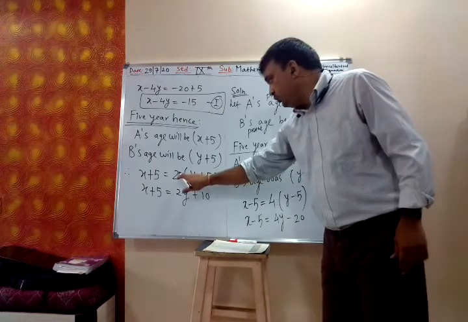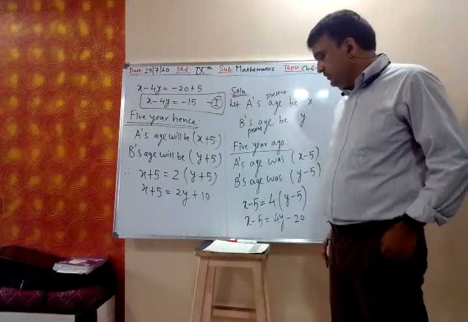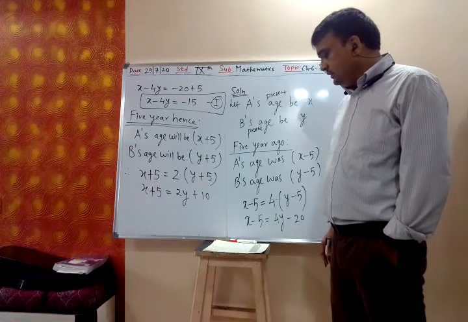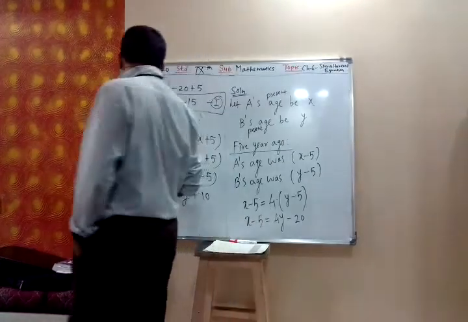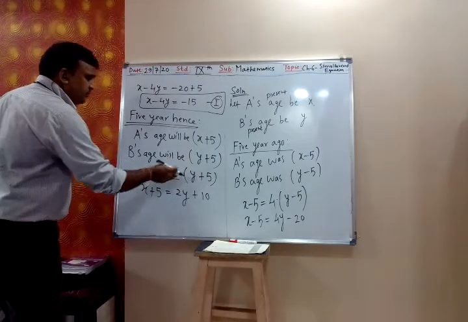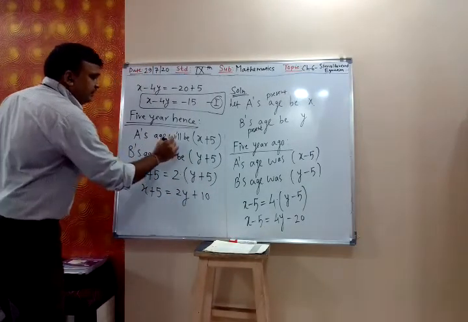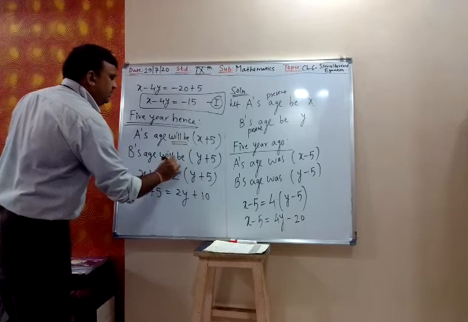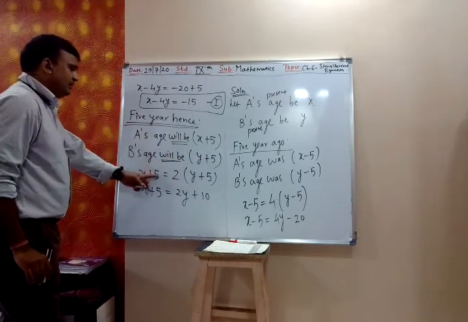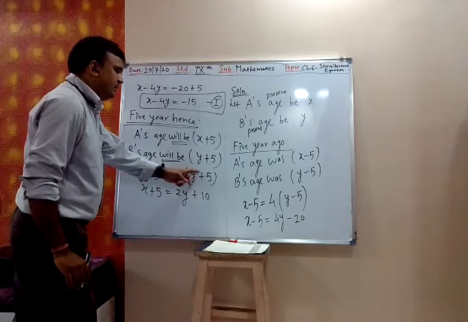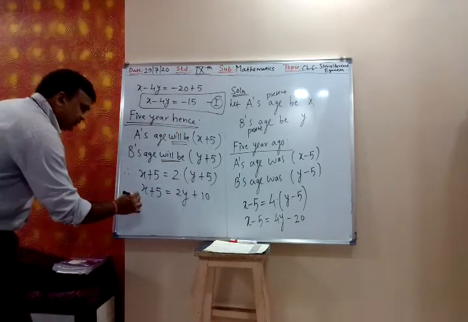Twice the age of B, no? So it is twice the age of B. A's age will be means equal to. Is means equal to. So A's age is equal to twice the age of B, 5 years hence. So now we solve.